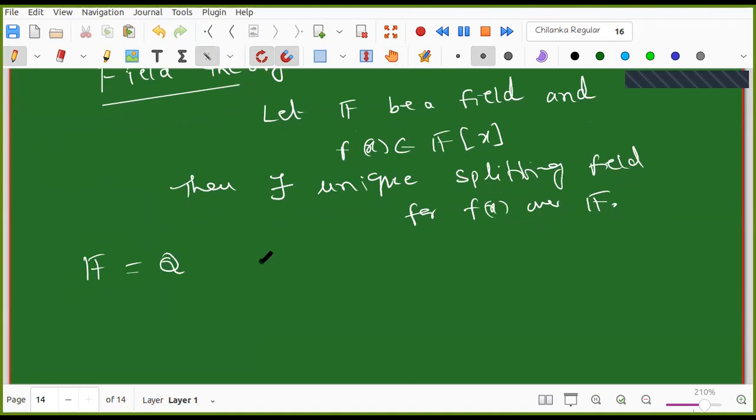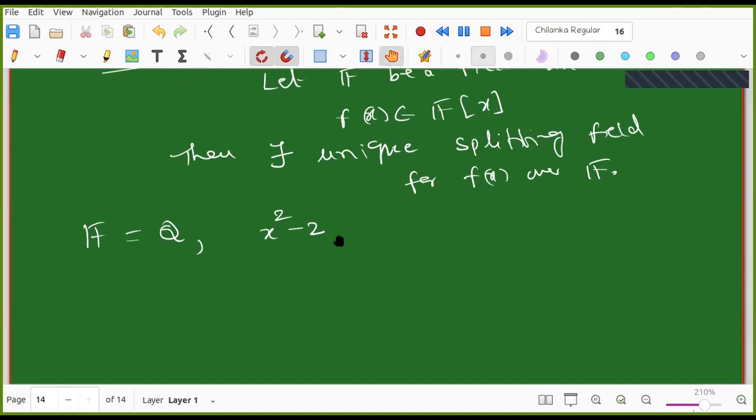For example, to help you, let my F be equal to Q, and I take my polynomial as x^2 minus 2. A simple example I am starting with, right? And you know that this is an irreducible polynomial. It does not split here. By the way, I have not said f(x) is irreducible; any polynomial will work. But now I am taking x^2 minus 2. So now there exists a unique splitting field.